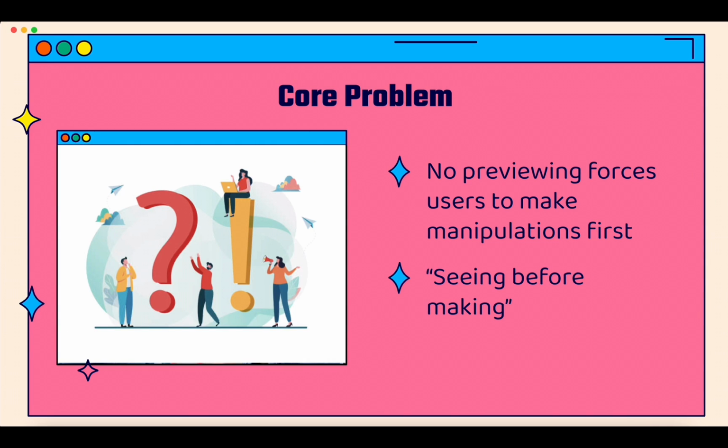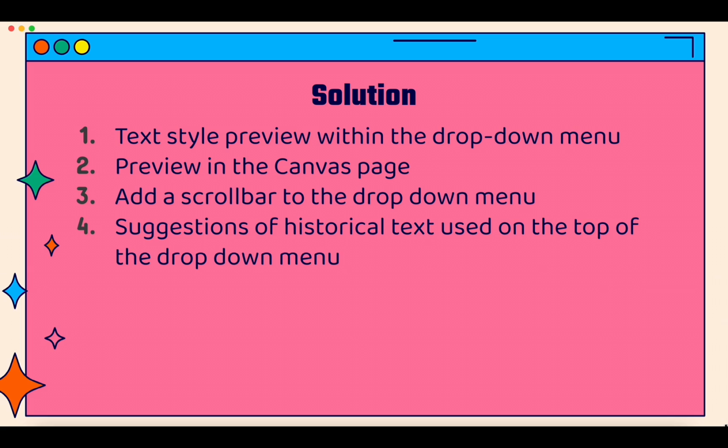In summary, the core problem with Figma's typography selection process is that it overlooks the importance of previewing, which forces users to make many needless manipulations, which in turn emphasizes the importance of seeing before making in the workflows of vector graphics design tools. To improve the user experience of Figma's typography selection process, I suggest Figma incorporate a text-style preview within the drop-down menu, as well as a preview in the canvas with the text style applied before users even have to make the selection.